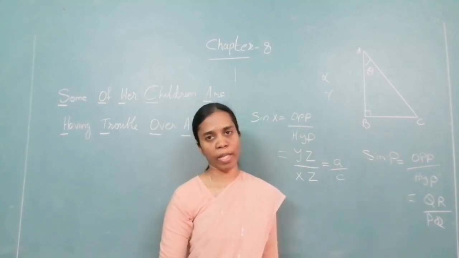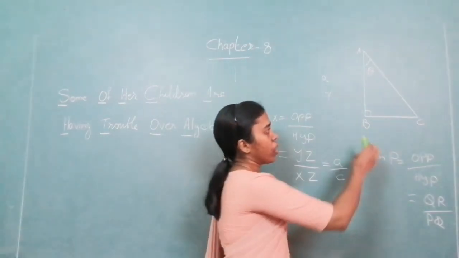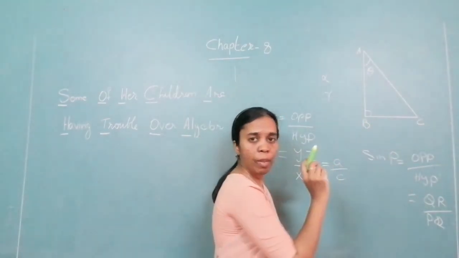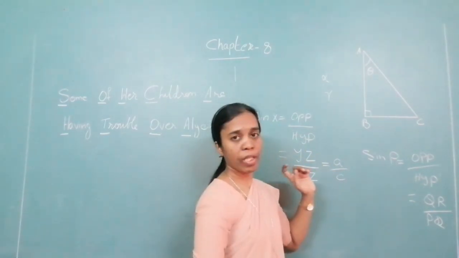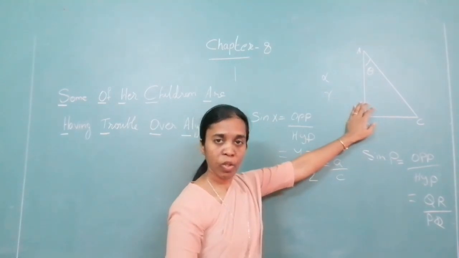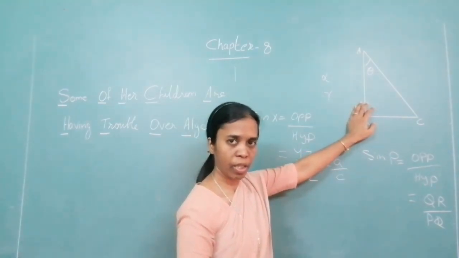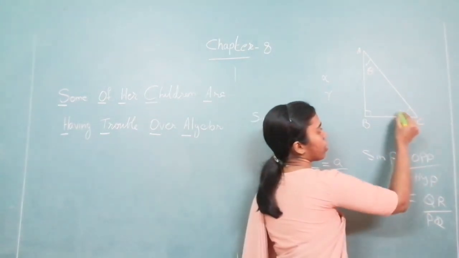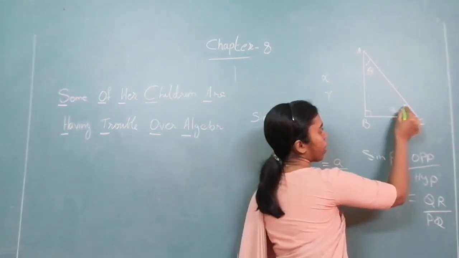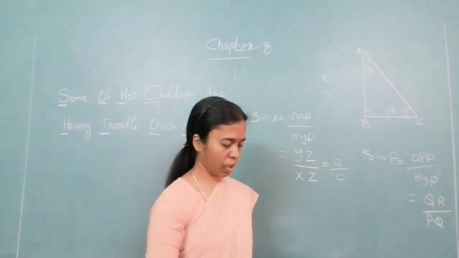Okay, now we know that in a triangle the sum of the measures is equal to 180 degrees. Out of that, this is 90 degrees. So how much is remaining? 90. In that 90, this is theta. So how much will this be? This will be 90 minus theta. Okay, please keep that in mind.